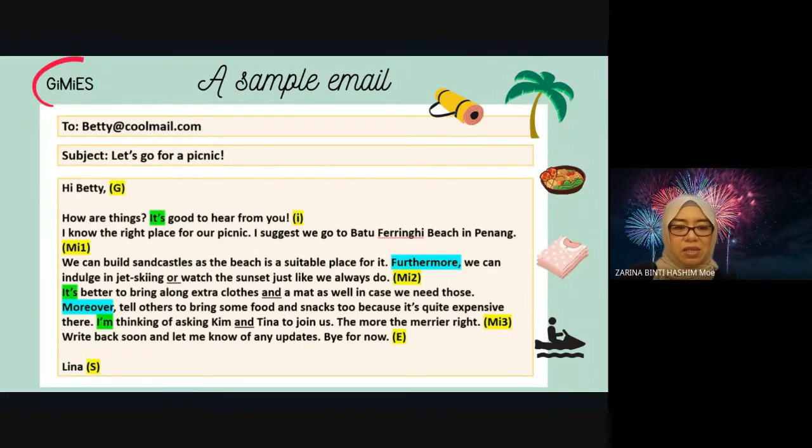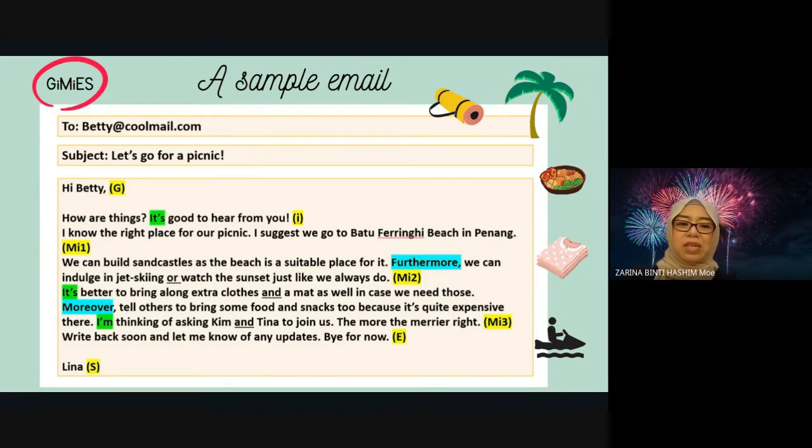Then next line. How are things? This one we are going to introduction. After greeting, introduction. How are things? It's good to hear from you. You can ask maybe one or two or three questions here for introduction. And then next line, where we answer the three questions. Remember the three questions. Main ideas. So main idea one, that means first question. Where shall we go? So how do you write?